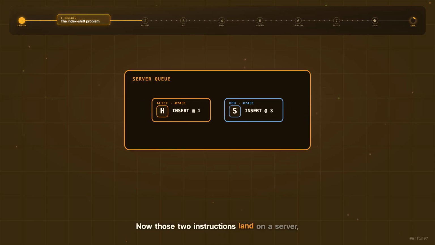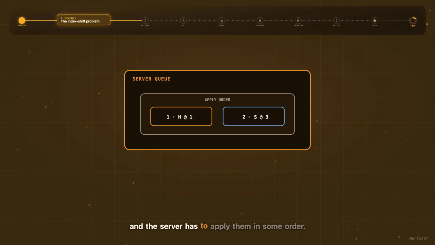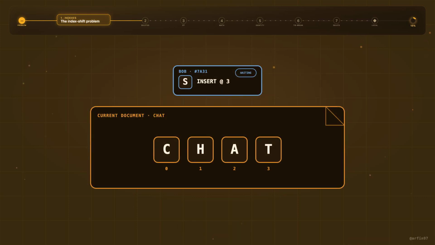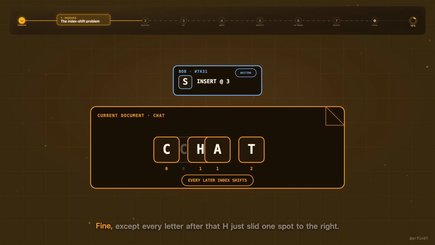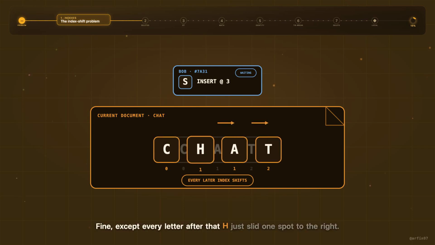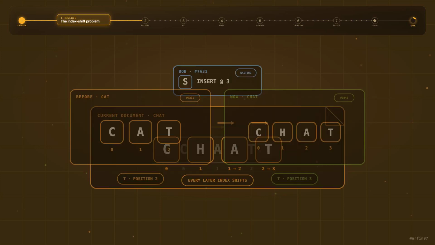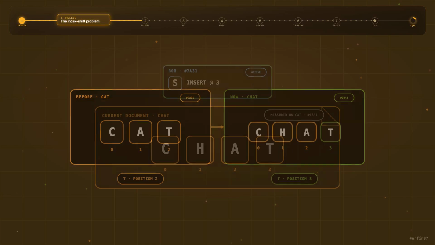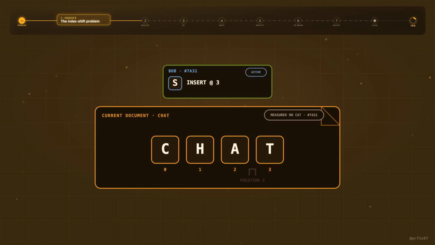Now those 2 instructions land on a server, and the server has to apply them in some order. Say Alice's goes first. Insert H at position 1. The document is now chat. Fine, except every letter after that H just slid 1 spot to the right. The T used to be at position 2. Now it's at position 3. Then Bob's instruction runs. Insert S at position 3.